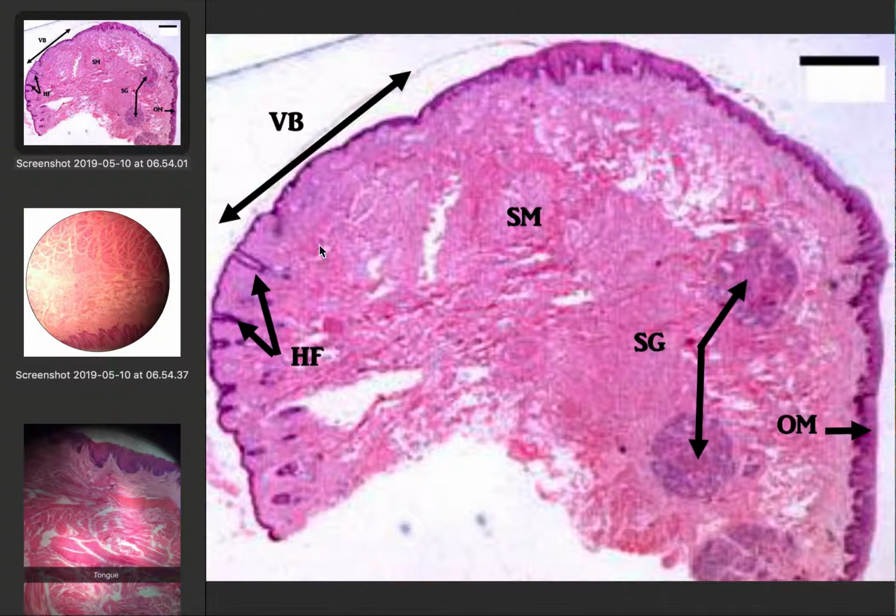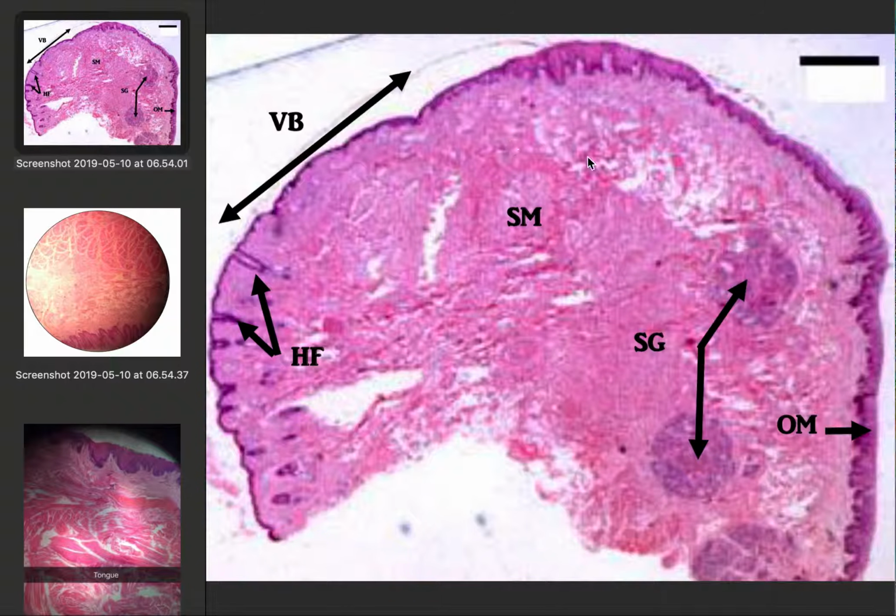Okay, so here we're looking at a specimen of a lip, and it's H&E staining. Here you can see the hair follicles because this is the border with the skin, and along the border with the skin you do have hair follicles. The border with the skin is also known as the vermilion border.